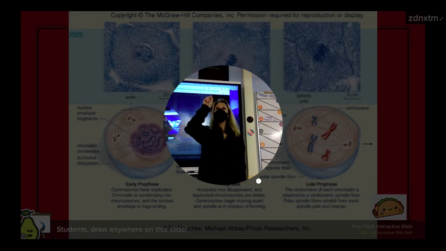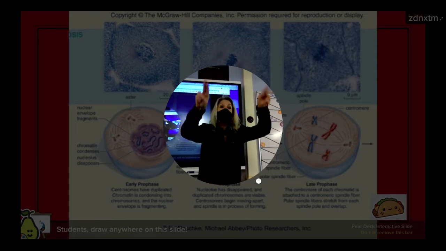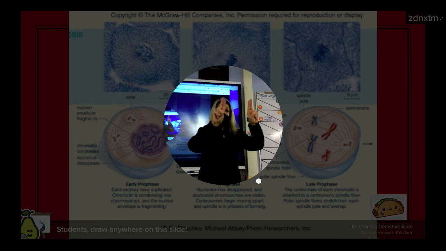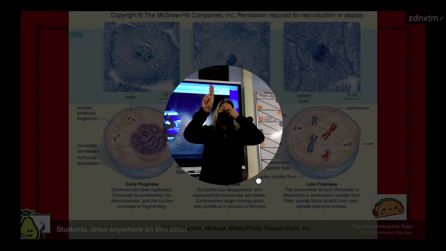The first stage is called prophase. The chromosomes become visible. I want to remind you, how many chromosomes are in this cell? 2. Where's the homologous pair? Right here. What are these? Sister, what are these? Good. Okay. The chromosomes become visible.